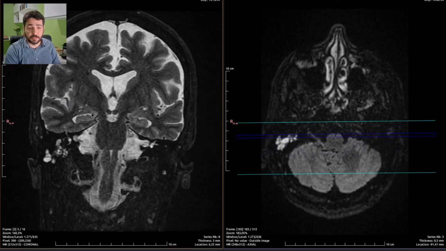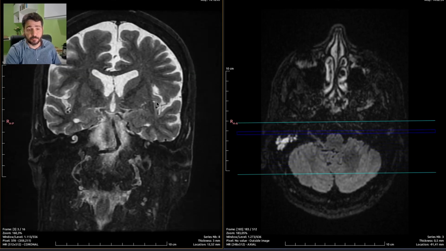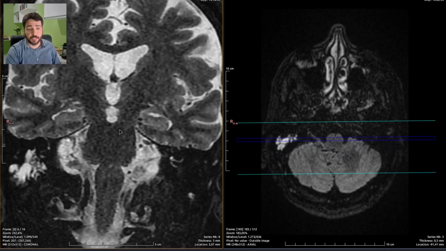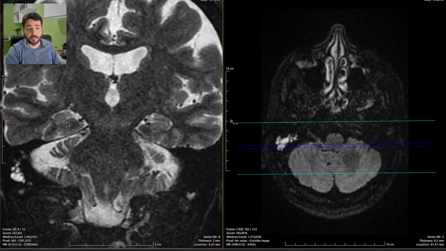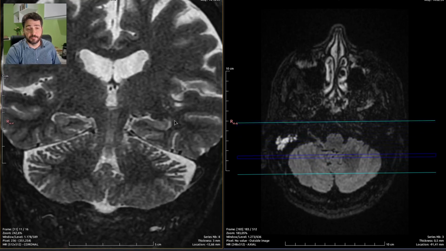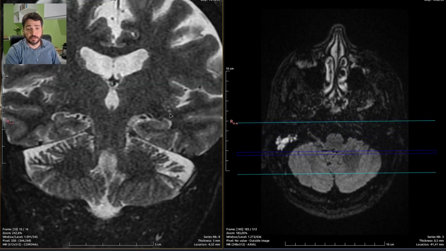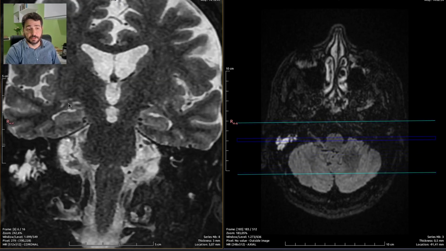This is a coronal MRI acquisition. This is an inversion recovery IR sequence, a T2 weighted sequence to check for the morphology of the hippocampus and the medial mesial temporal regions.